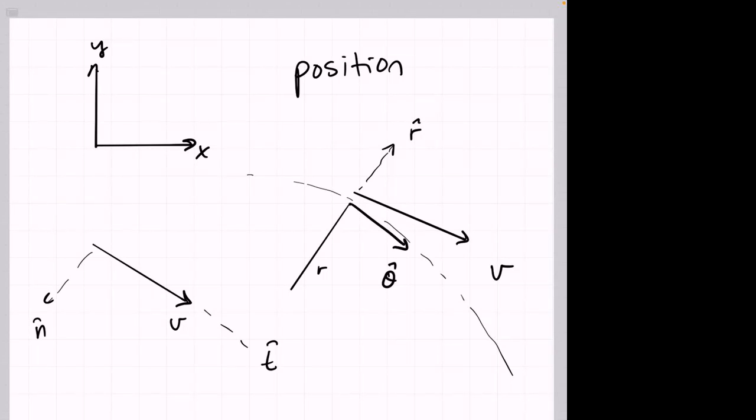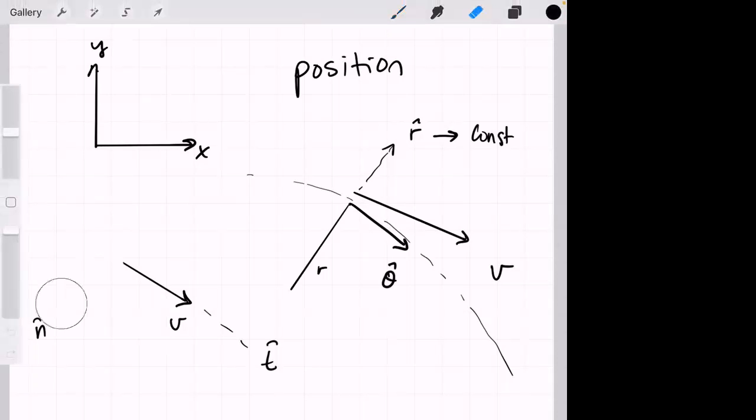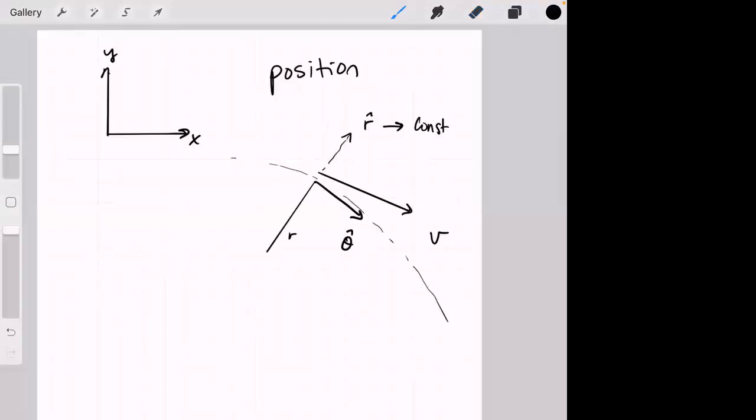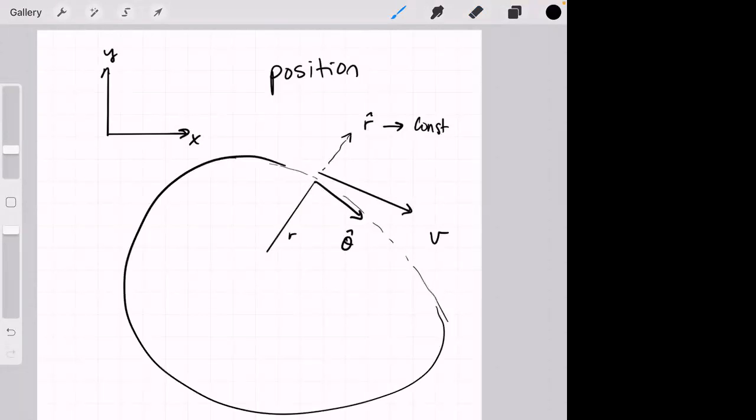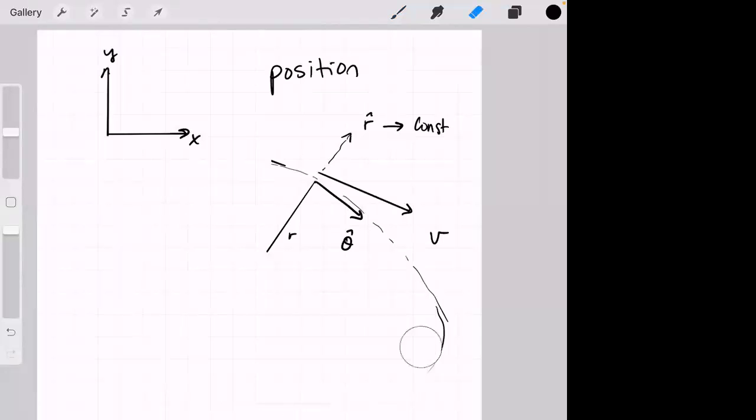Now, if this radius of curvature is constant, what would end up happening is you would have a perfect circle, kind of like I have drawn here. But you can see that the velocity is not in the same direction as that theta or that r, and that's because it only relates to this at this instantaneous point in time.